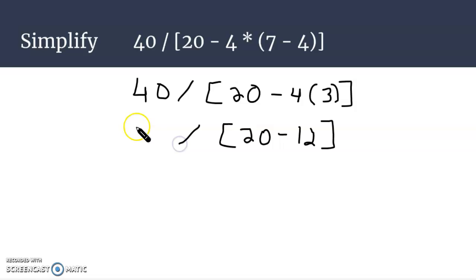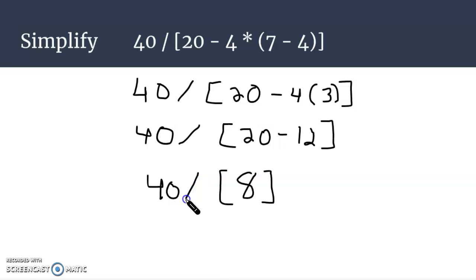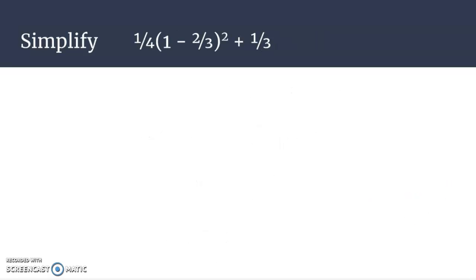Now we're left with 40 divided by the quantity 20 minus 12. 20 minus 12 is 8. And then we're left with 40 divided by 8 with a final answer of 5. Okay, look at the next one here. We have some fractions to deal with.